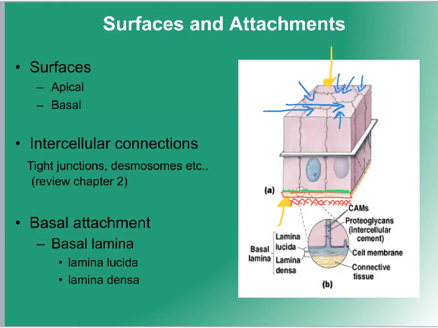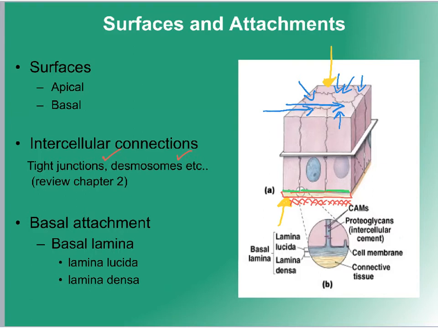And then the other thing I'd like to expand on are the intercellular connections. How are these cells anchored to one another? There can either be tight junctions, like I mentioned, or desmosomes, and both of them really are proteins that anchor the cells to one another.